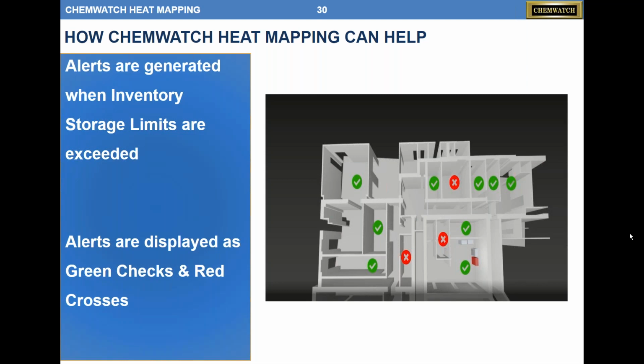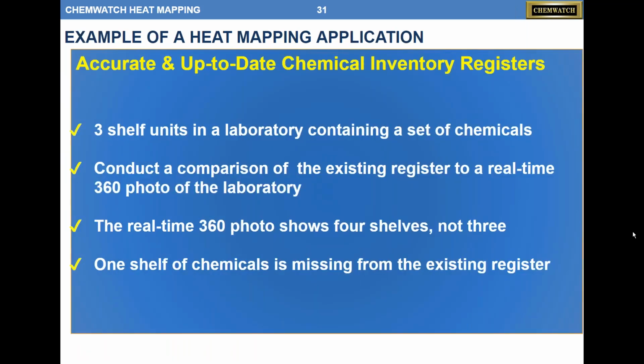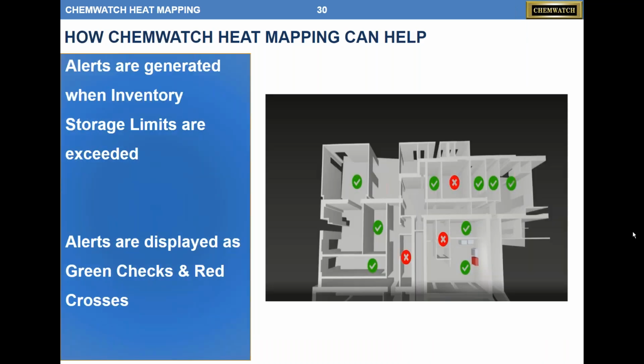Alerts are generated when inventory storage limits are exceeded, and that's actually built into our inventory management tool at the folder level. But then these alerts are displayed as green checks or red crosses in the heat maps model. So quite frankly, you could look at this from a global point of view and understand where you're having trouble globally with inventory storage limits being exceeded on a continual basis. Maybe you need to do some training, or maybe there's an inventory management issue there. In other words, maybe you need more sites, lack of a better term. You need to spread some things out.